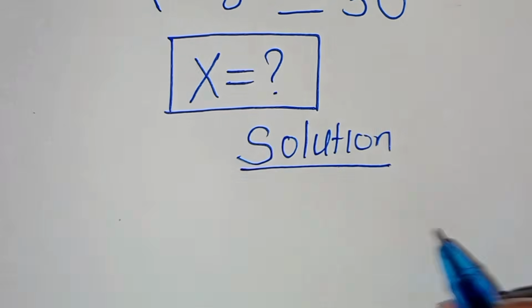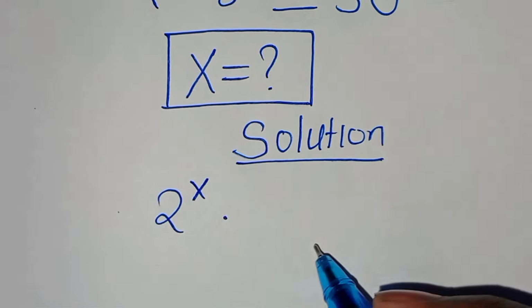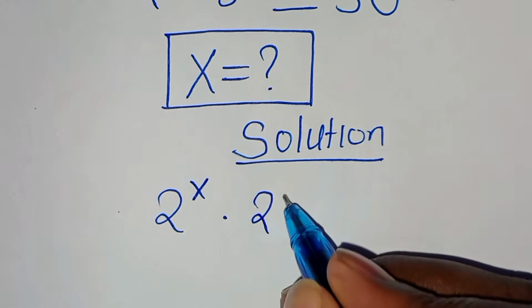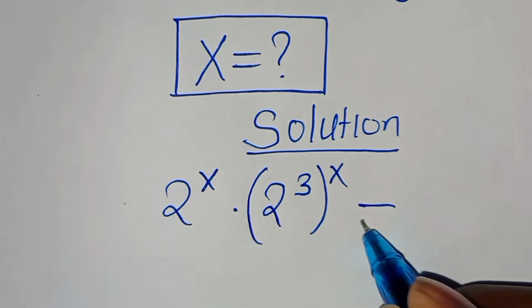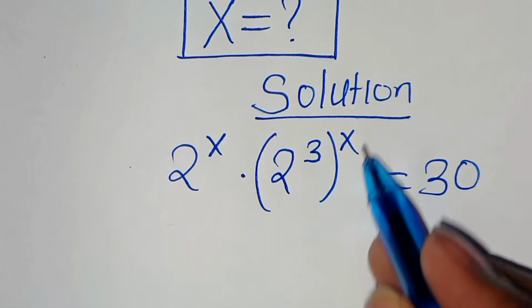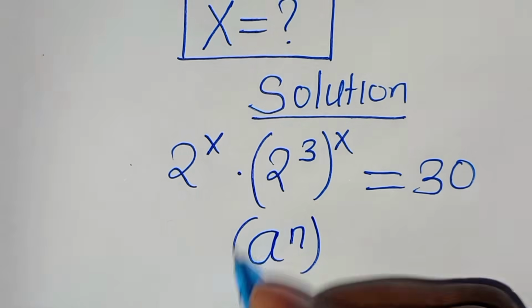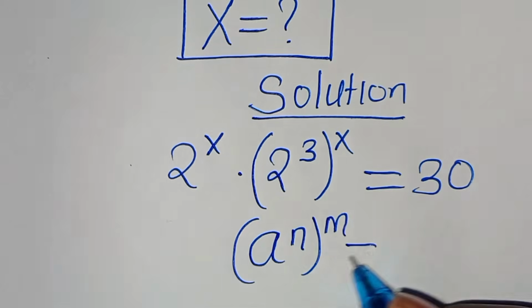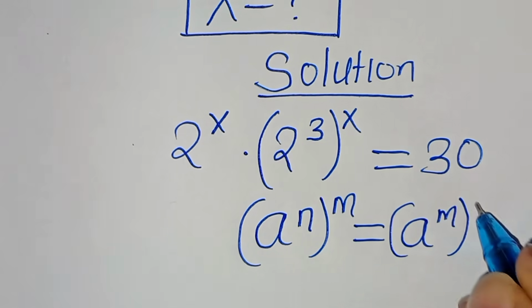Now, we have 2 to the power of x multiplied by 8 to the power of x. 8 is the same thing as 2 to the power of 3 raised to the power of x. This is equal to 30. Now 2 to the power of 3 to the power of x is in the form of a to the power of n raised to the power of m, which we can express as a to the power of m raised to the power of n.